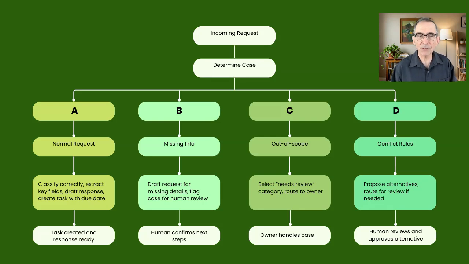Case D, conflict with business rules. For example, there's a timing conflict. The workflow should propose alternatives in the draft and route for review if required. So a small testing set like this can give you confidence quickly. If it fails, you know exactly where and why.